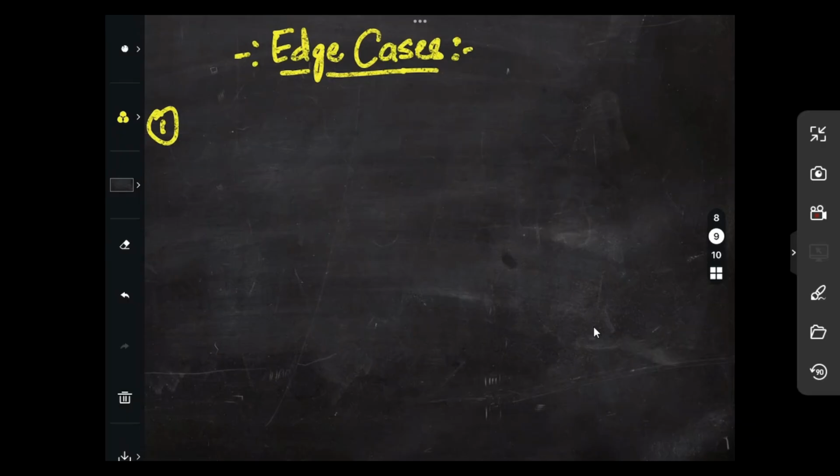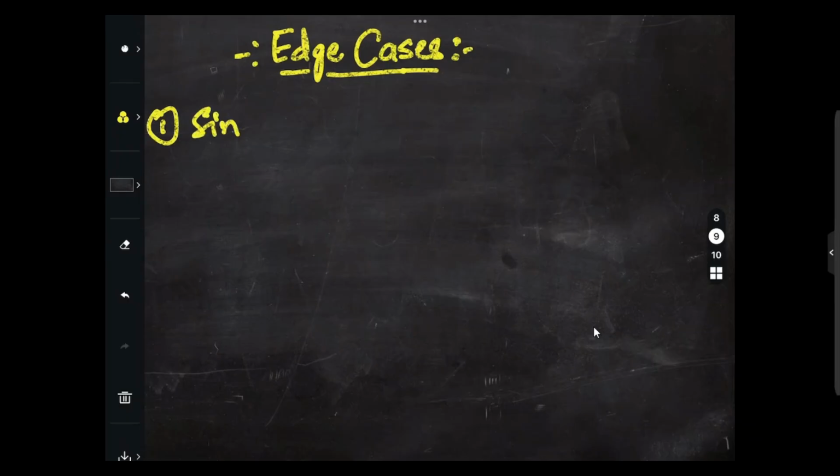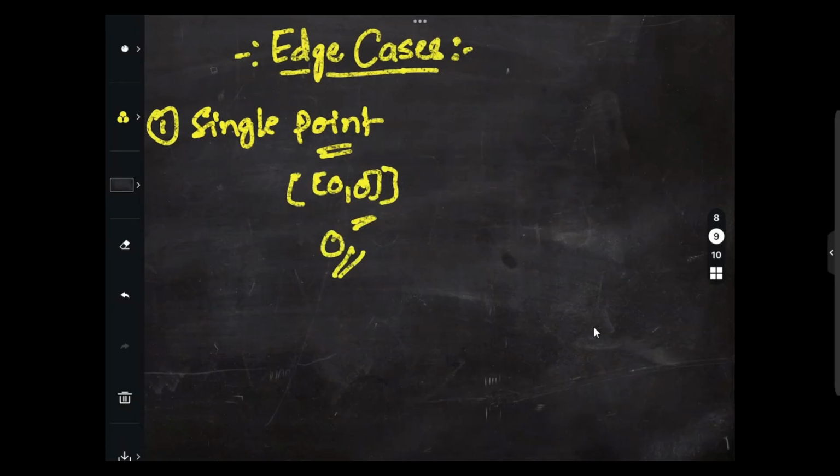So first edge case I'll be going with single point. So let's quickly discuss all the edge cases. Single point input I'll be considering here 0 comma 0. So output will be 0 here. Why? Because we don't need any edges at all, right? We have the single point. So output will be 0 in this case.